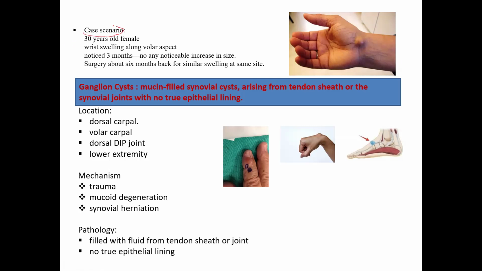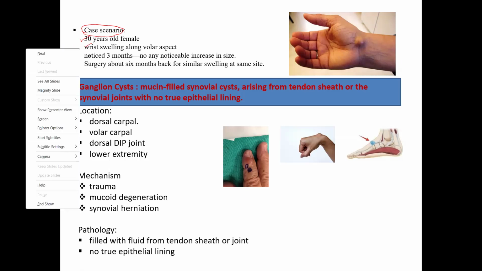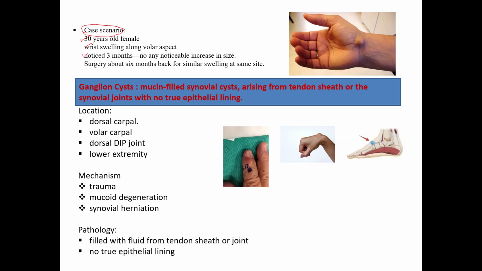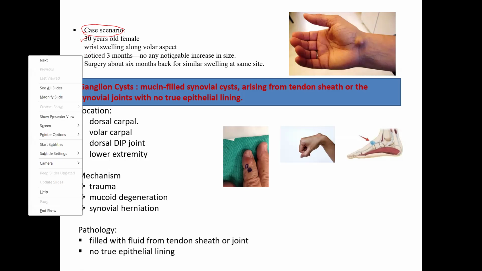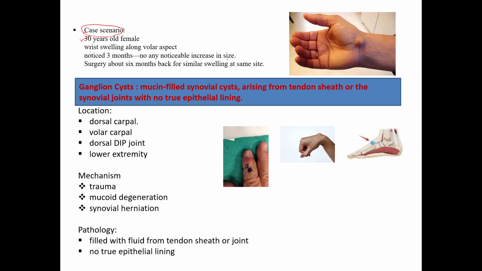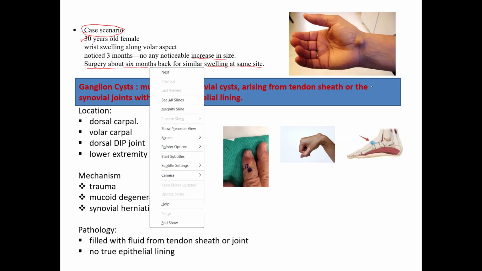If you go by the clinical scenario here, a 30-year-old female patient had swelling along the volar aspect of the wrist. She noticed this swelling 3 months back, and there is no noticeable increase in the size of the swelling over the period of time. She gives a history of surgery for a similar swelling 6 months back at the same site. So this tells that it is a recurrent thing.